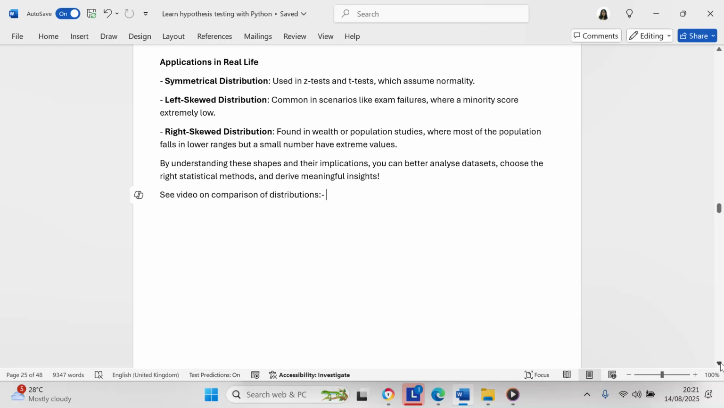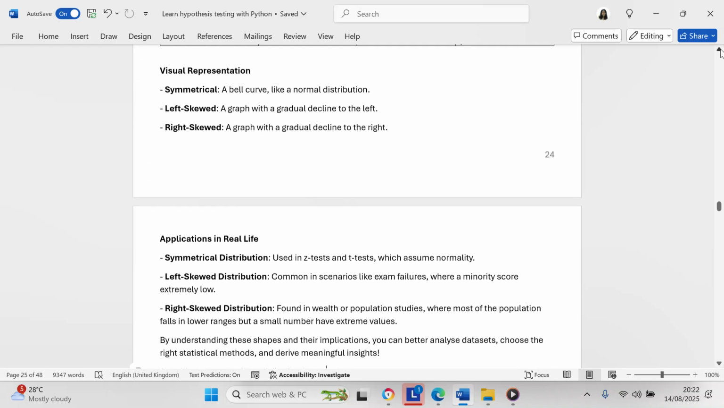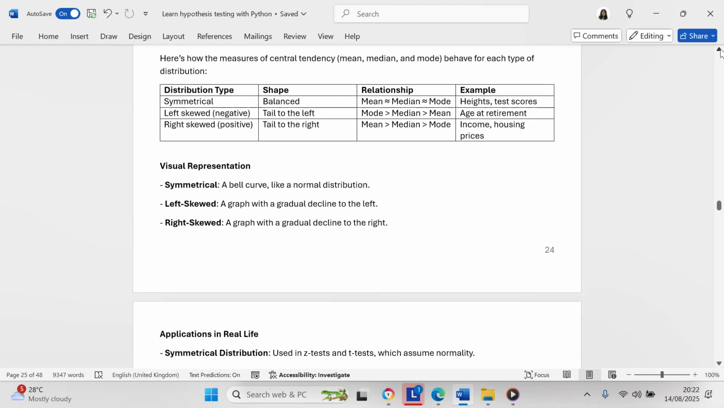That concludes the comparison of the three distributions that we've covered in the three previous videos. I'll leave this diagram here, so if you want to copy it, you can pause the video and copy it. But that concludes this video.